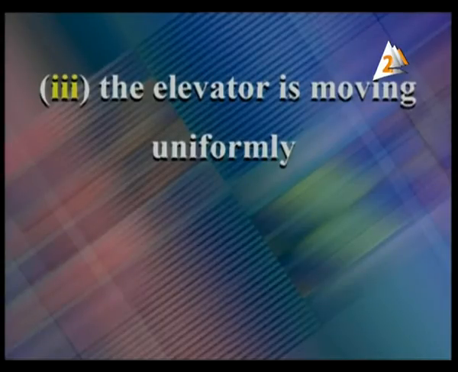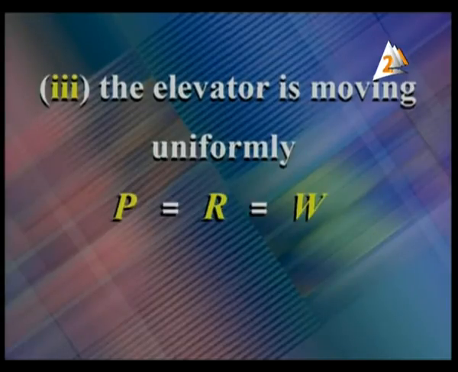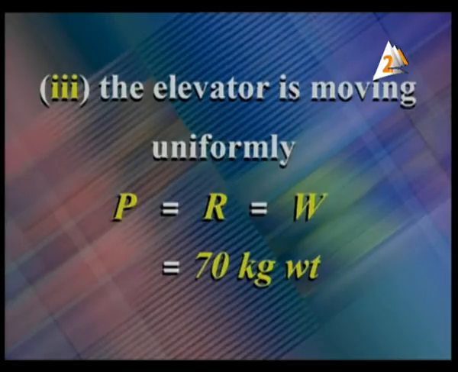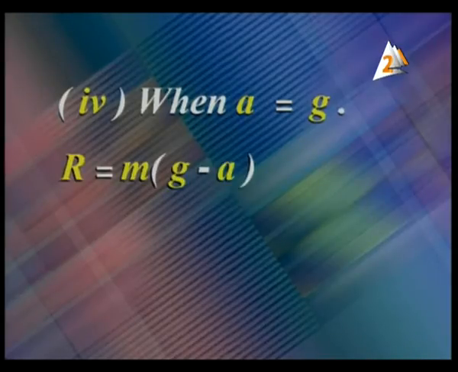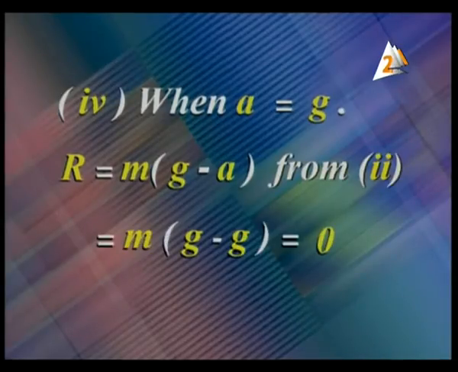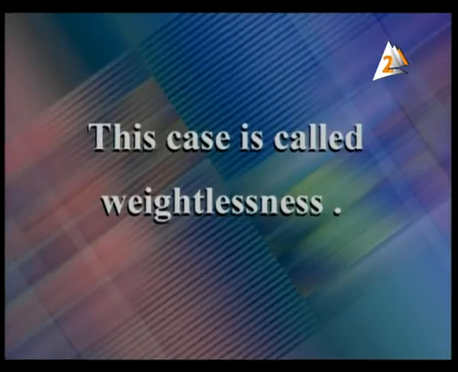But number 3, in case the elevator is moving uniformly, then the pressure R equals W equals 70 kilogram weight. But number 4, when A equals G, R equals M times (G minus A), so R equals M times (G minus G) equals 0. This case is called weightlessness.